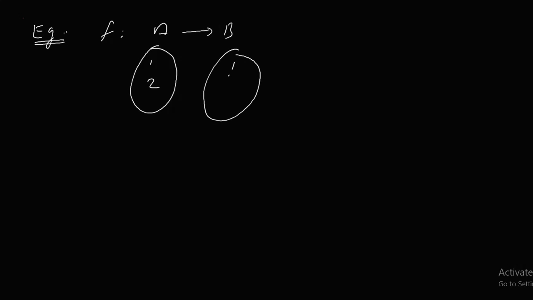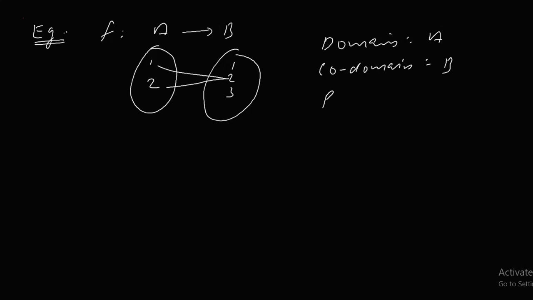Again, I'll show you an example. I define a function f from A to B, where A is {1, 2} and B is {1, 2, 3}. Here, 1 and 2 are both mapped to 2. Both 1 and 2 have an image, and both have a unique image. So this is a function, right? The domain is nothing but A, and the codomain, there is no doubt, is B.